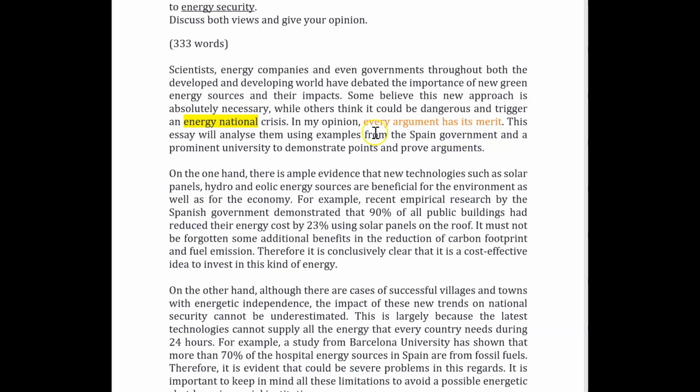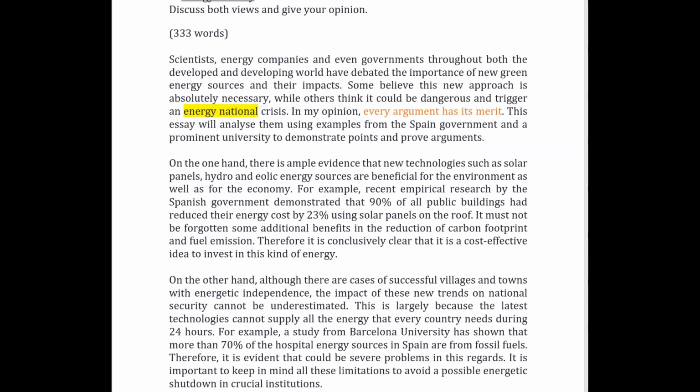Okay. Yes, it's sort of an opinion essay, but I think in this essay the question is so strong that you may as well put your opinion at the end. It's not saying, what do you think? It's just saying discuss both views. So for this one, give your opinion. Here, I put it at the end. I don't think you need it at the beginning.